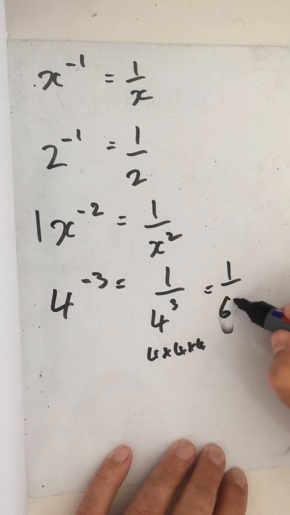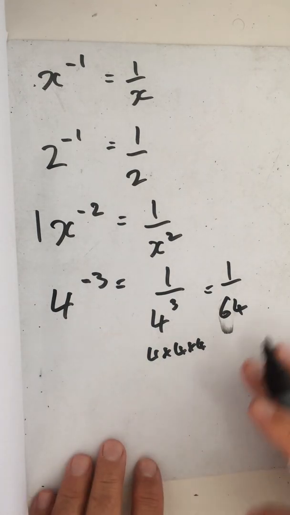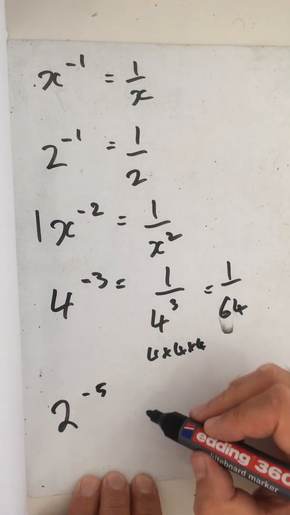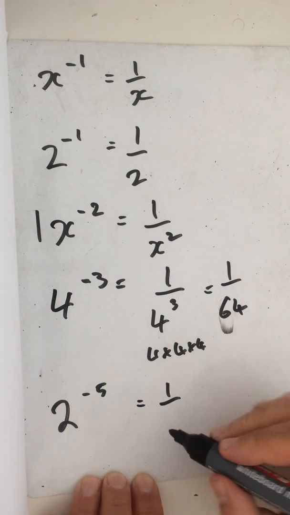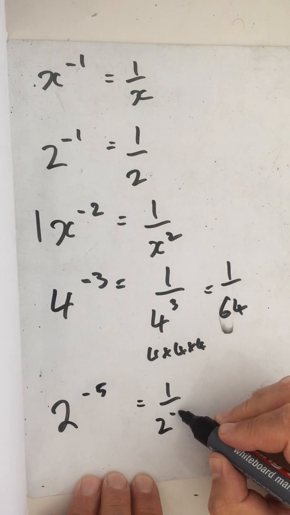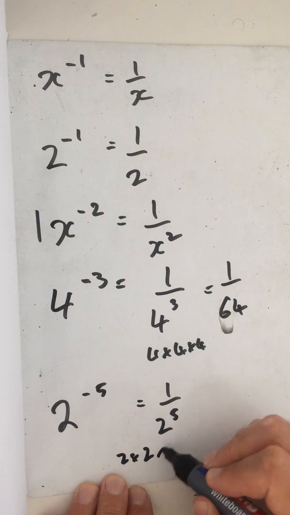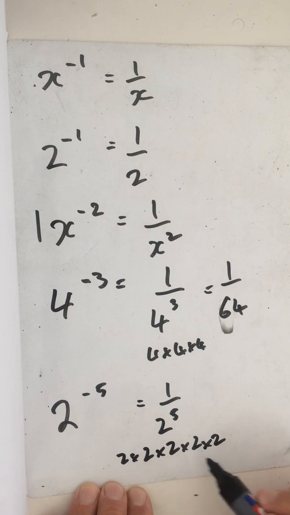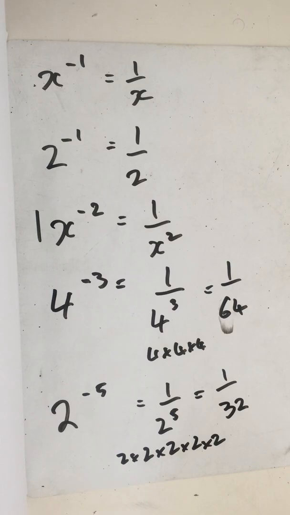1 64th. Okay. So remembering when we are doing these, let's just do one more. 2 to the power of minus 5. So let's have a little look. We need to go 1 over 2 to the power of 5. Remember, 2 to the power of 5 is 2 times 2 times 2 times 2 times 2: 4, 8, 16, 32. So 1 over 32. Okay, right.